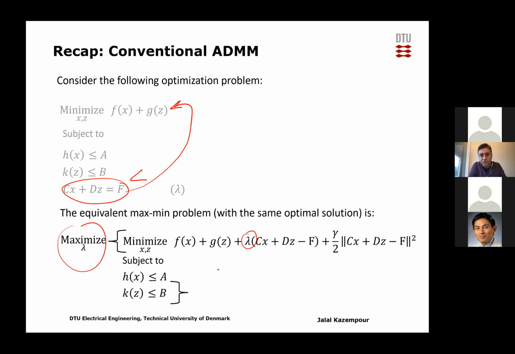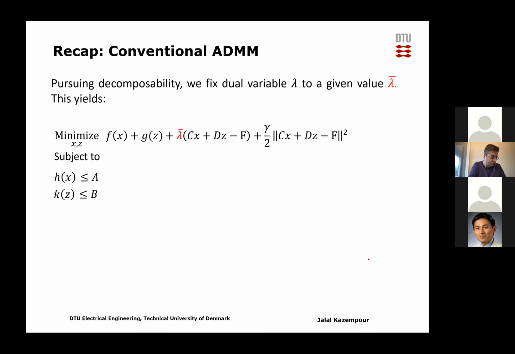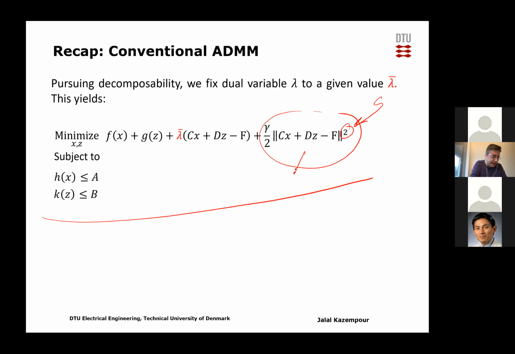So what we did, we fixed lambda to lambda bar, so we got rid of the outer maximization problem. So now we have this problem. If we didn't have the last term, the problem was decomposable in x and z. But this term doesn't allow the problem to be decomposed because it's a square term and we will have x times z, a bilinear term there. So though the penalty term makes the objective function continuously differentiable, the cost is that our problem is not decomposable anymore.